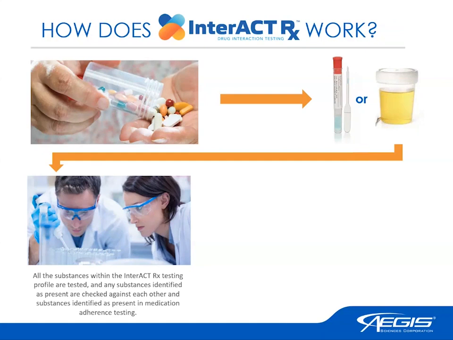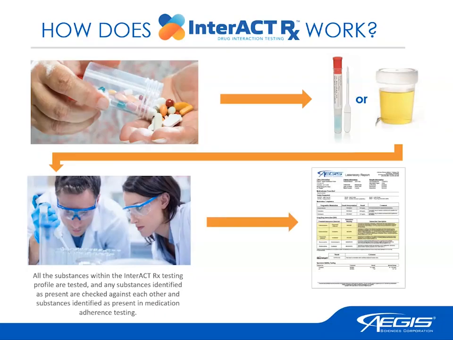Any substances that are identified as present are checked against each other and against substances identified as present in the medication adherence testing to see if interactions exist. Interacting pairs are then reported to the clinician along with the interaction severity and a clinical description of the interaction.